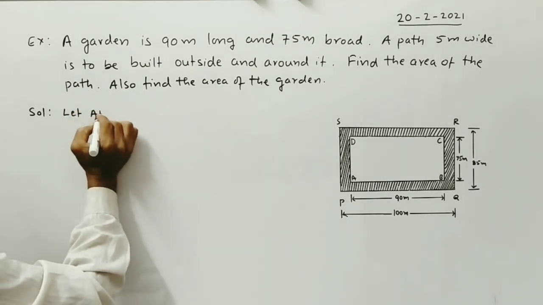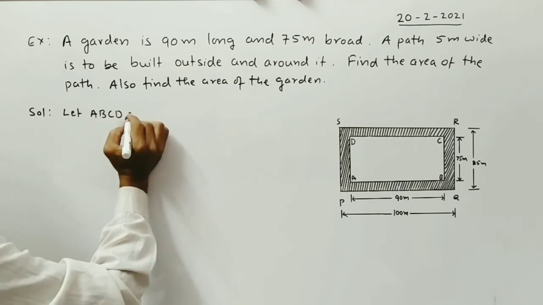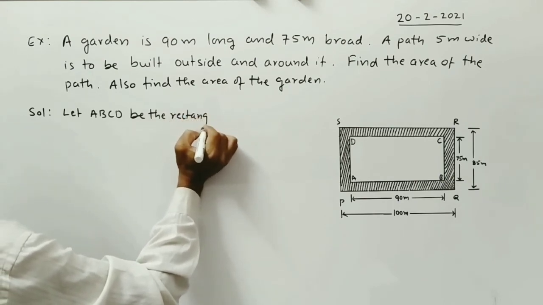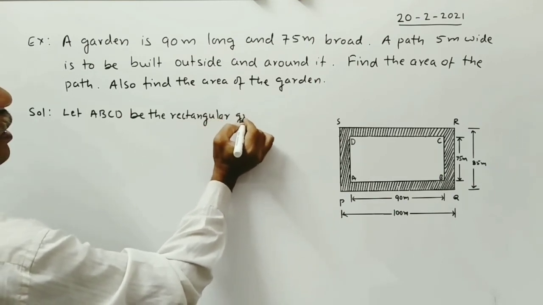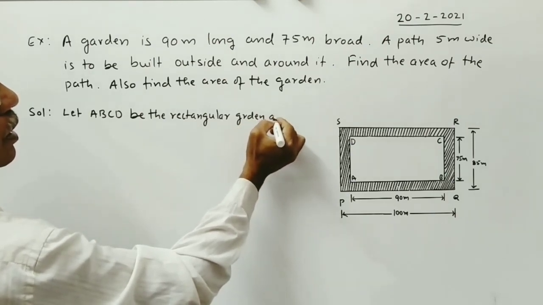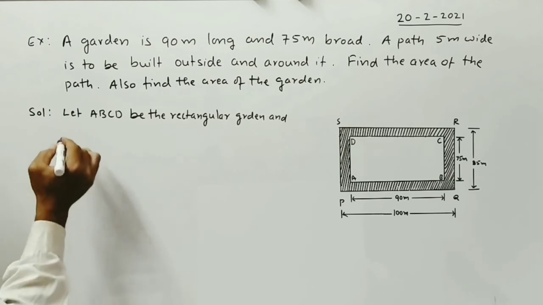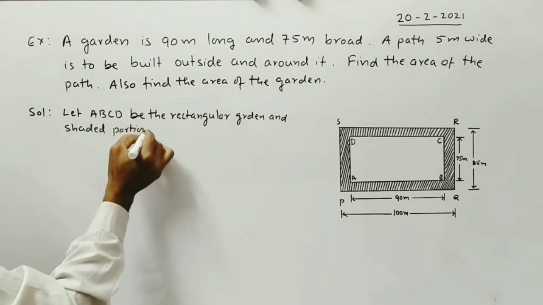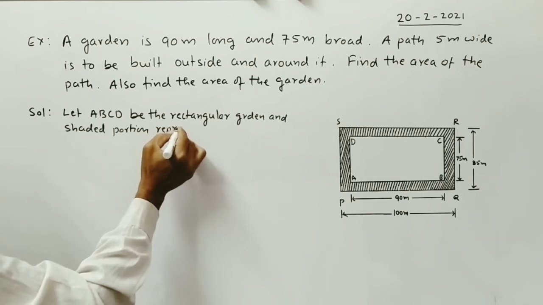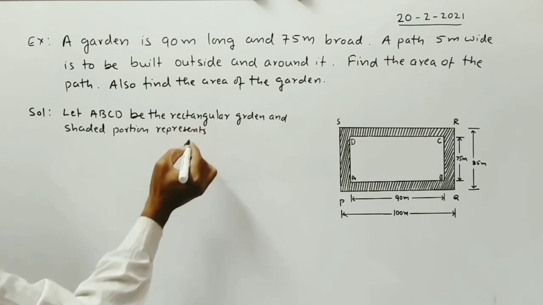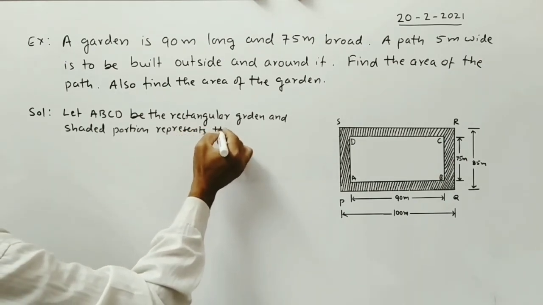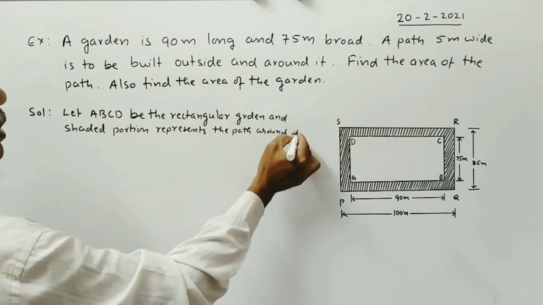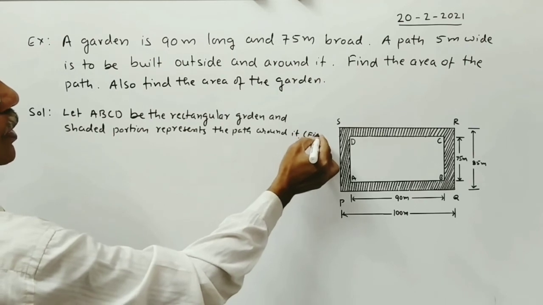Let ABCD be the rectangular garden and the shaded portion represents the path around it as shown in figure.